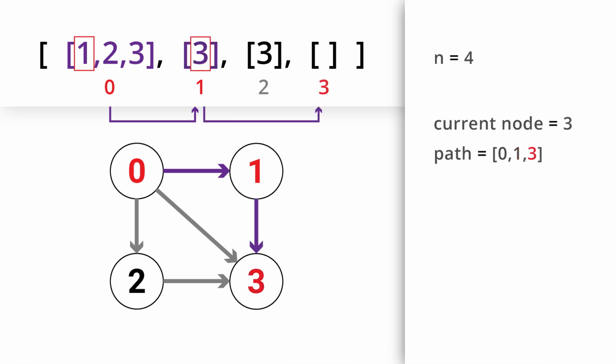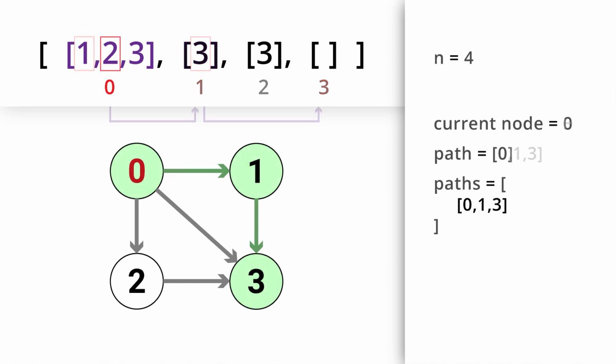Now from 1 we are directed to the node 3. And we know that n-1 equal to 3 is the last node in the graph. So this path is completed and therefore we will store it in the result. Now let's take the next directed node 2.